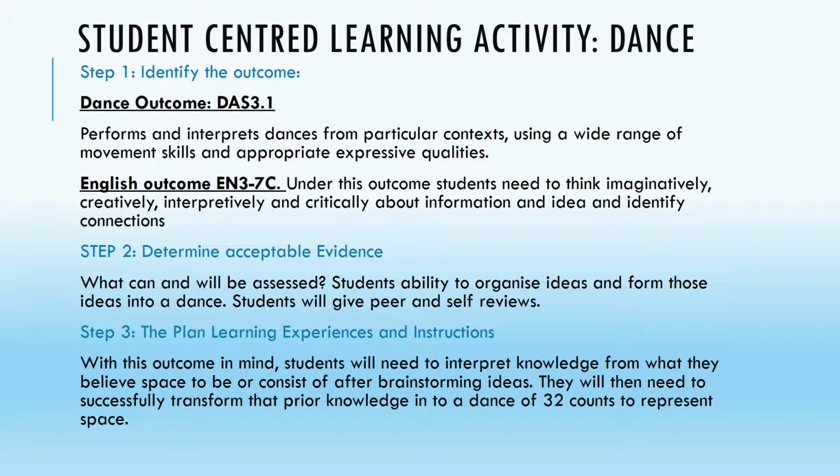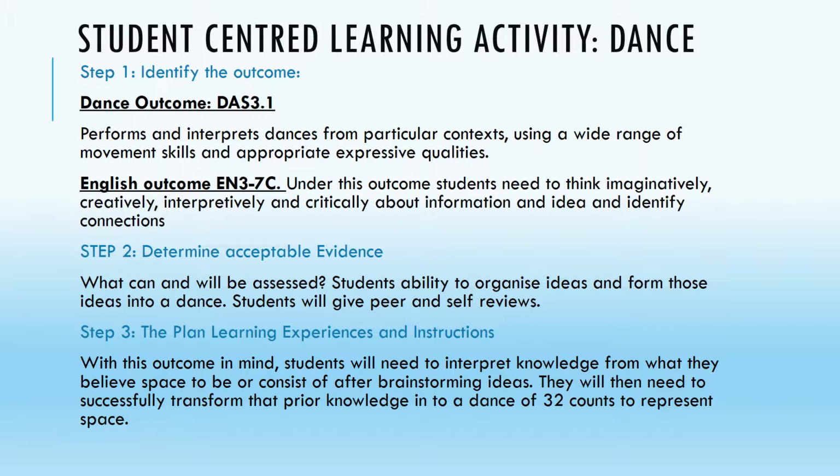With this outcome in mind, students will need to interpret knowledge from what they believe space to be and successfully transform that prior knowledge into a dance of 32 counts to represent space. This can then be classed as a cross-curricular activity with English, with students meeting the English outcome EN3-7C. Under this outcome, students need to think imaginatively, creatively, interpretively, and critically about information and identify connections between the world when responding to and composing text or ideas.